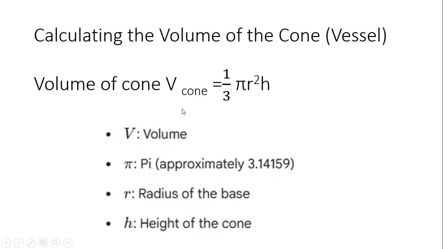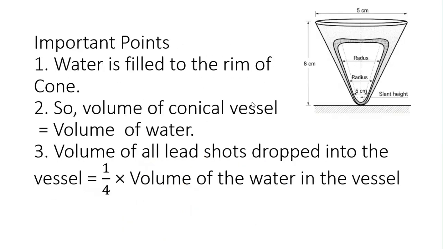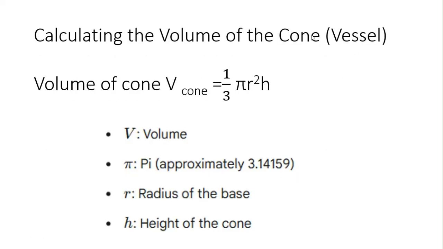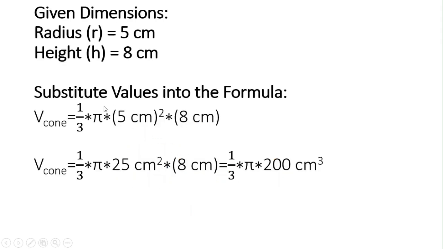So how can we get the volume of the cone? 1 by 3 pi r square h, where r is the radius of the base and h is the height of the cone. Both of them are given, and the pi value is a constant value, approximately 3.14. All these things are given in the problem, right? Radius is given as 5 centimeters, height is given as 8 centimeters.